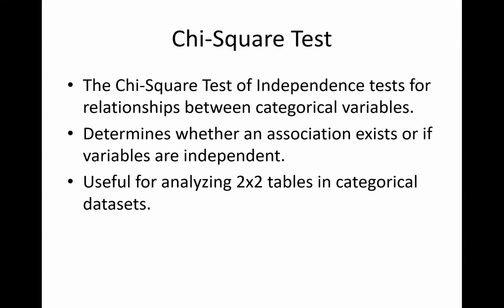And then the chi-squared test. We're really not going to dive into the weeds on this. This is in a biostats class, but the chi-squared test of independence tests for relationships between categorical variables. It's looking at whether an association exists or if the variables are truly independent. And when we take a look at correlation a little bit later, it'll become clear, as we'll have some charts that will illustrate that. When do we use chi-square? We use it in health services research. We use it when we're analyzing 2x2 tables with categorical data sets.